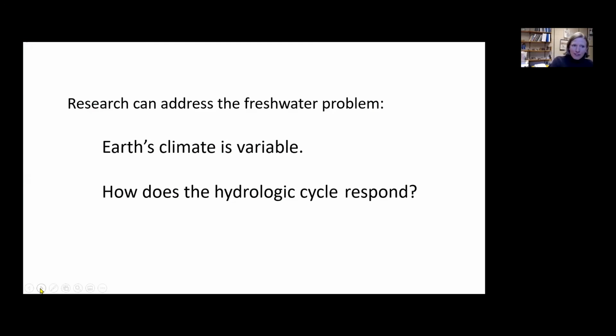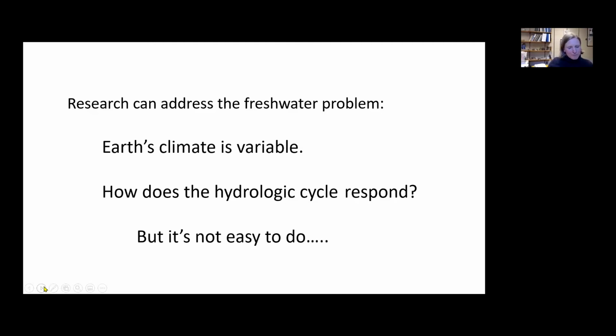So I'd like to just end with some comments on how, not all-inclusive, but my thoughts on how research can address some of this freshwater problem. And this comes back to my own research approach to things, which we can summarize as: we know the Earth's climate is variable, but the question is, how does the hydrologic cycle respond to that variability?